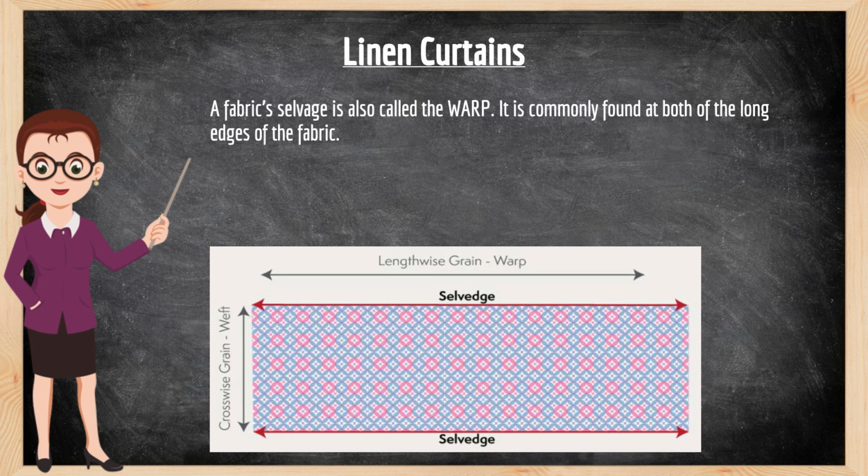So a fabric's selvage is also called the warp. It is commonly found at both the long edges of the fabric. Now, I was taught to sew when I was really young by my grandmother and have been sewing my whole life. So fabric I understand.